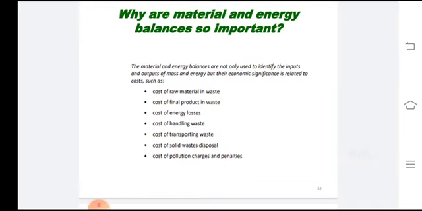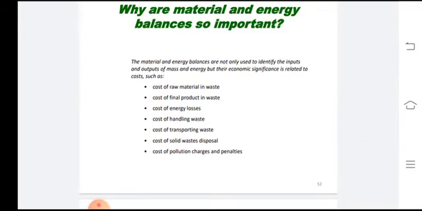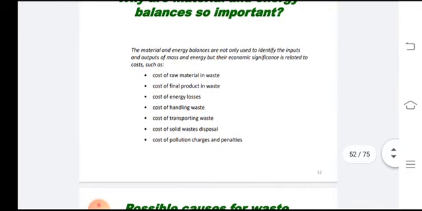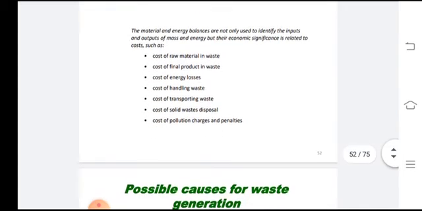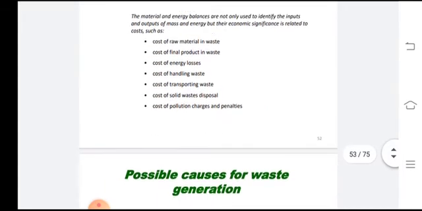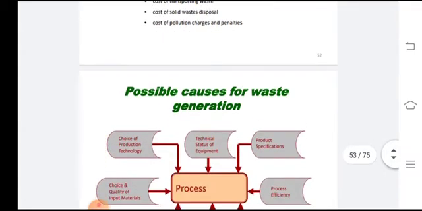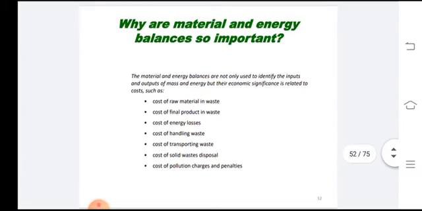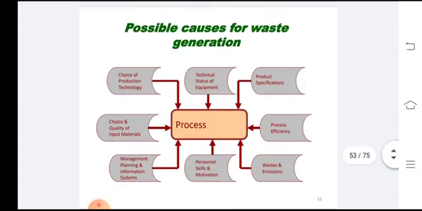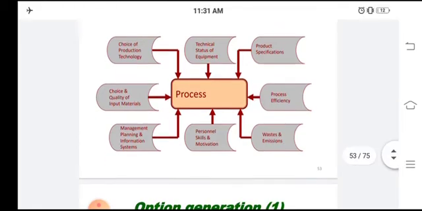So the importance is related with the management of financial matters. We need to understand the cost of the raw material in the waste, cost of the final product in the waste, cost of energy losses, cost of handling waste, cost of transporting waste. All these things can be included in our benefits. So these are the processes, and how the process is producing waste is also shown here.